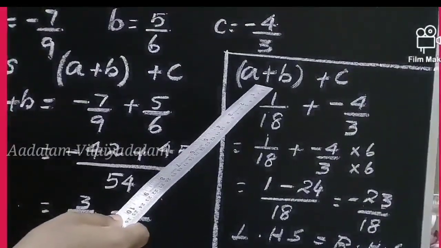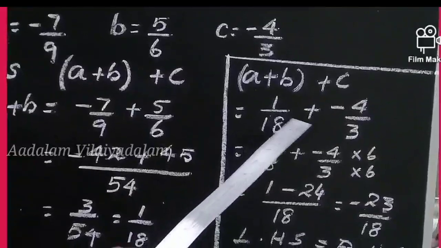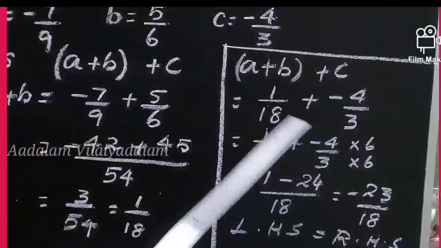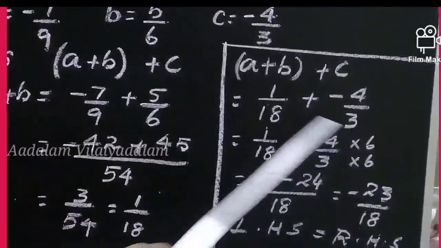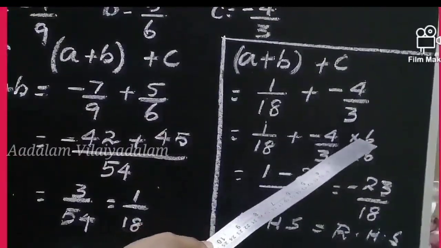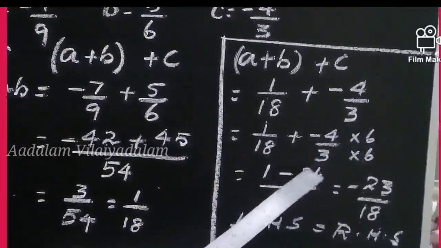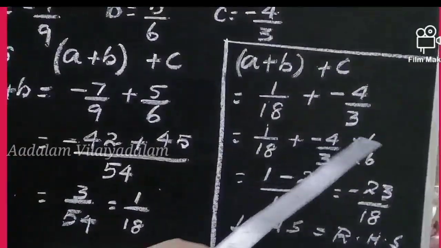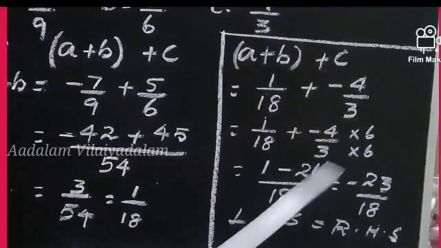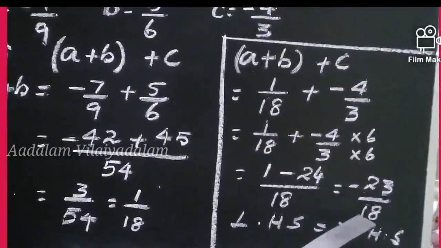Next we have to find A plus B plus C. Here A plus B value is 1 divided by 18 plus C value, here C value is minus 4 by 3. Here also addition, we have to convert the same denominator. So here 18, 3. So 3 table 18 possible only. So 6 times. So multiply 6 and divide by 6. So 3 6s are 18. So 1 minus, plus into minus, minus 4 6s are 24, divided by common denominator 18. So minus 24 plus 1, the answer is minus 23 divided by 18.